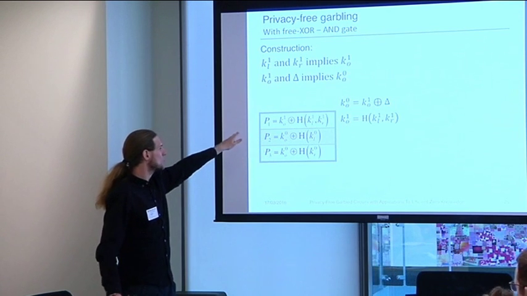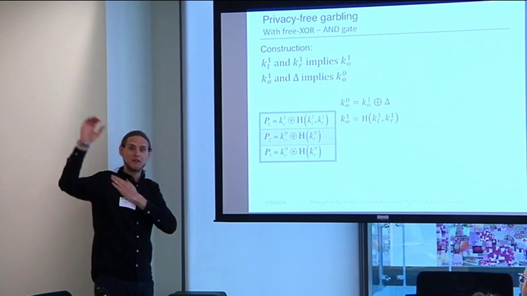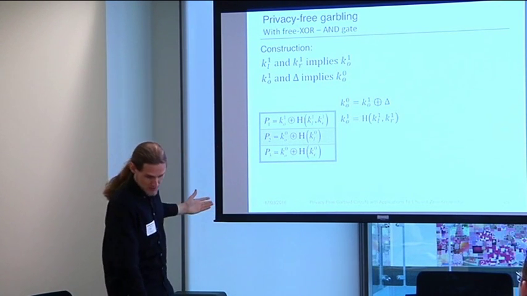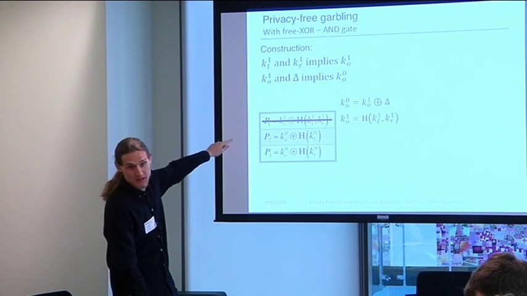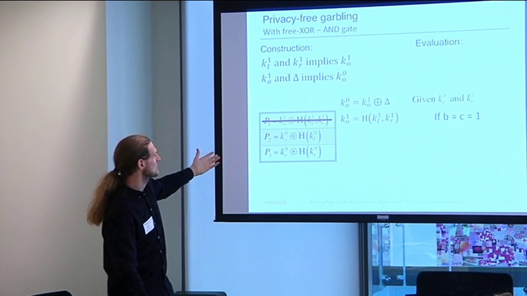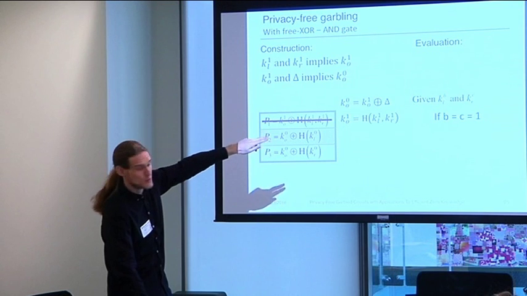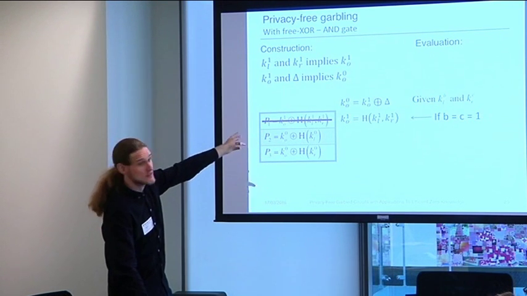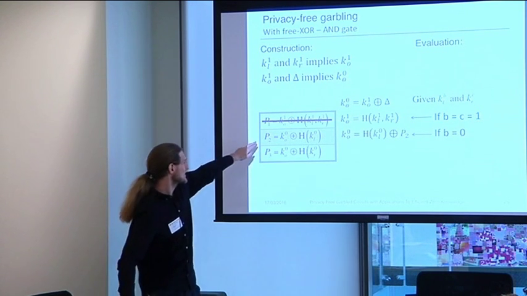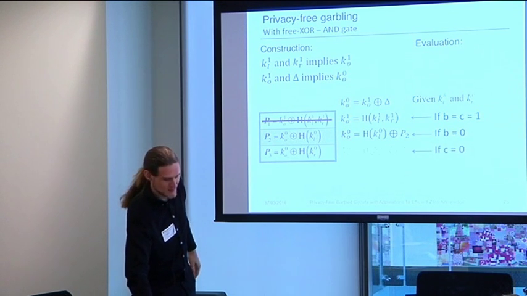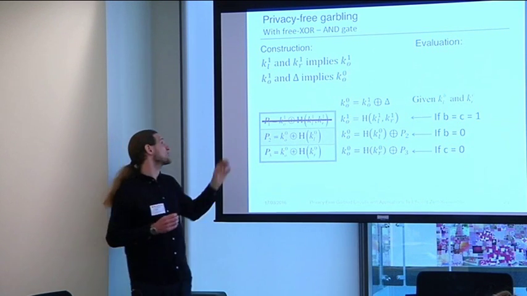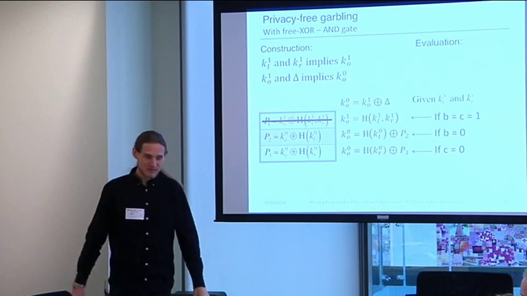But this time we can only reduce out one row. We cannot define both the output zero and the output one key because of the delta. So we just define the output one key so far, and thus reduce one row. So we have two more rows left in the table. Evaluation is basically the same as before. If the left and the right key are both one keys, then we compute the hash of these to be the output one key. If the left is zero, we hash it and XOR it with the second ciphertext. And if the right one is zero, we hash it and XOR it with the other ciphertext. So it's basically the same, except we can only reduce one row and not two like before.